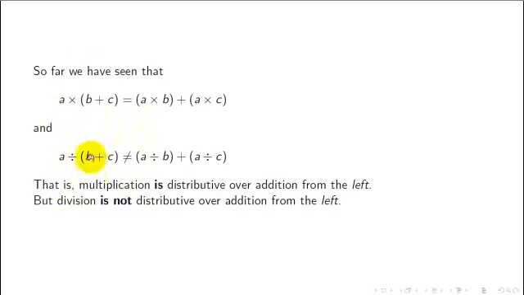Now what happens if this multiplication sign is on the right hand side of this parenthesis? I mean, on the right side of the parenthesis. Or what happens when this division sign is on the right side of this parenthesis?